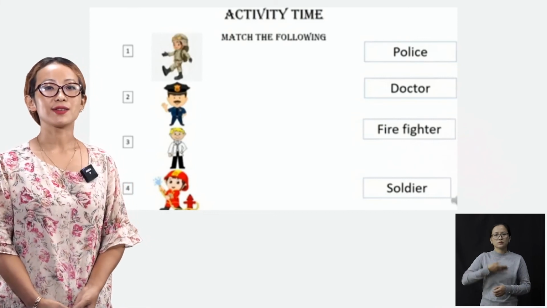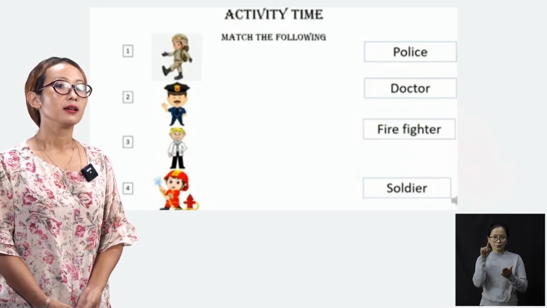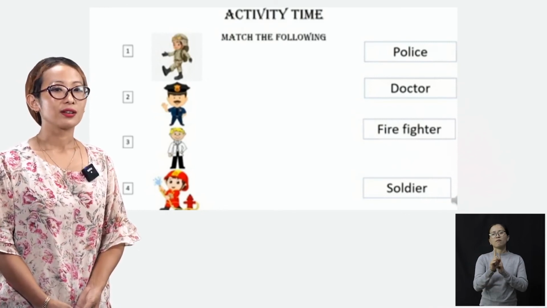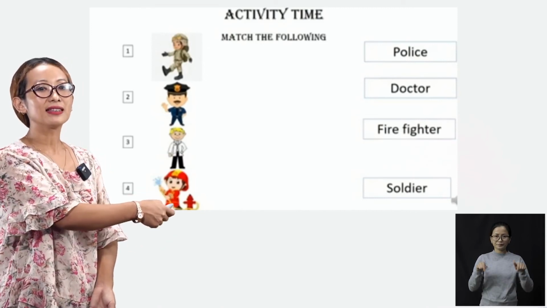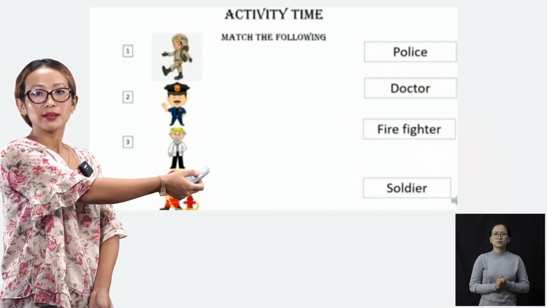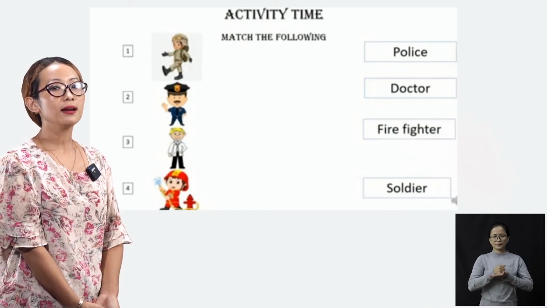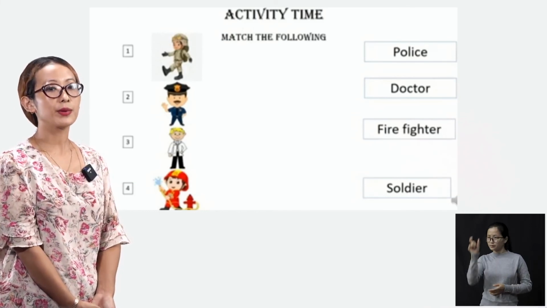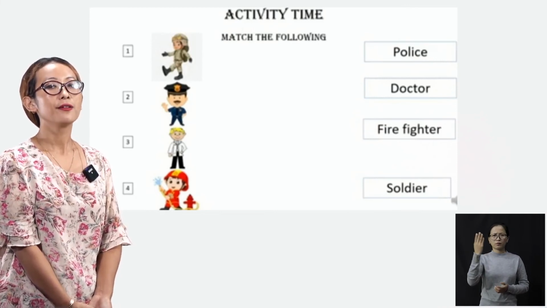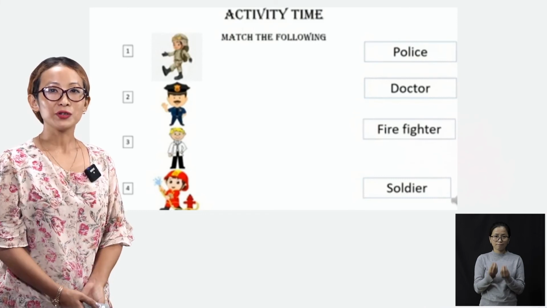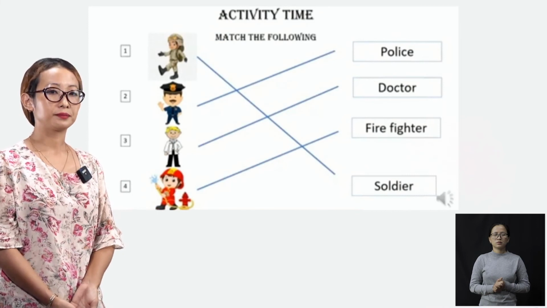Ma'am has got one activity for you. You can see there is an activity. You have to match the following. On the first row, you can see the pictures, and on the next one, you can see the names of our community helpers. The first one is a soldier, number 2 is a policeman, the third one is a doctor, and the fourth one is a firefighter. So can you solve this? Ma'am has got the answers for you. So this is the answer.